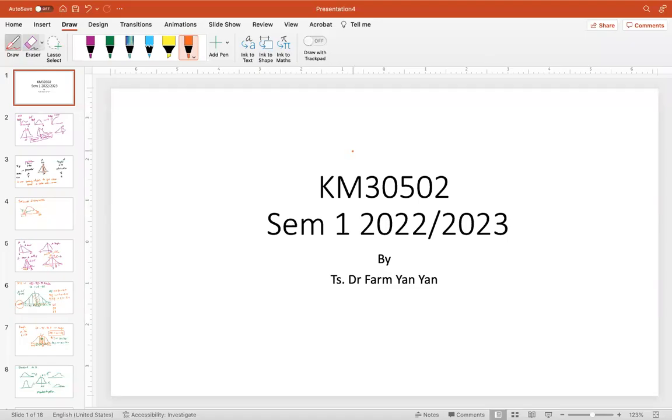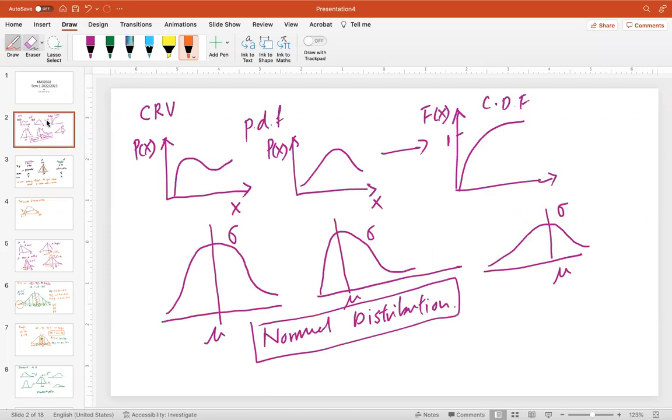Hi everyone, this is the second part of CRV, Continuous Random Variable. Last week we learned about the PDF, probability density function. You can have the probability and then your X, you have different shapes of your graph of your CRV. And we learned how to convert it into the cumulative density function.